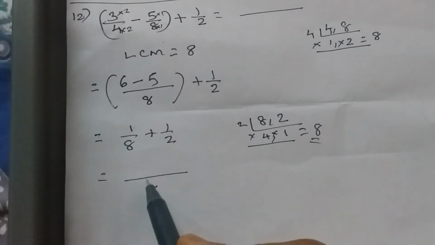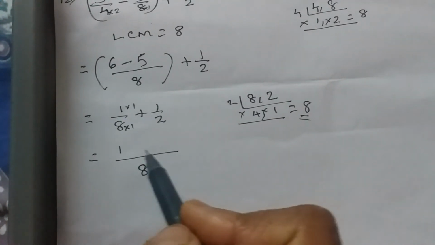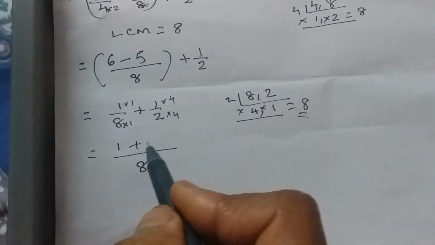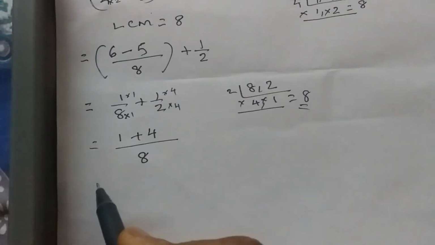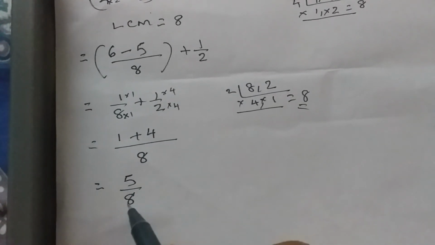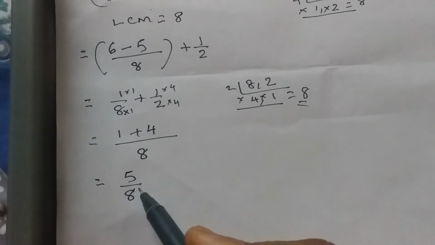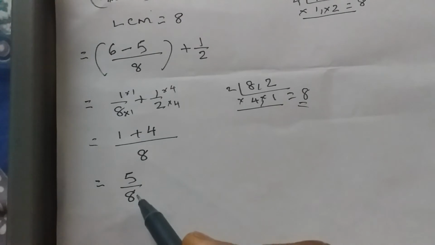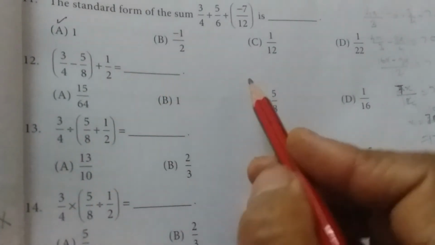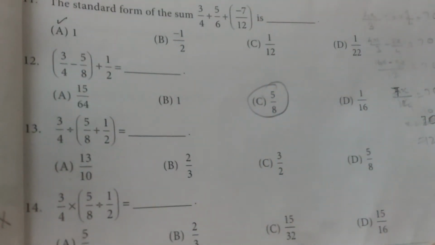So how many times does 8 go in? 8 divided by 8 is 1. So multiply the numerator also by 1. Plus, 2 into what is 8? 2 fours are 8. Multiply the numerator also by 4. 4 ones are 4. So what happens here? 1 plus 4 is 5 by 8. Do they have a common factor to cancel? No common factor, and it is a proper fraction. The numerator is less, the denominator is greater, and 5 by 8 is the answer. So for question number 12, option C gives 5 by 8. Option C is the correct answer.